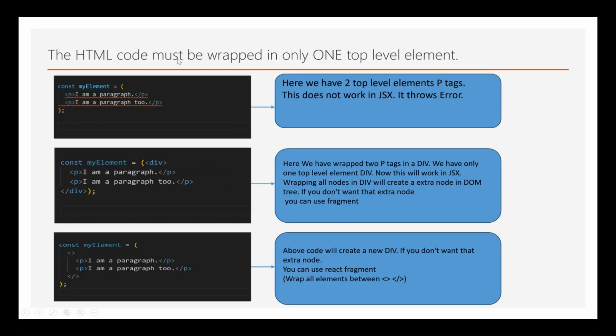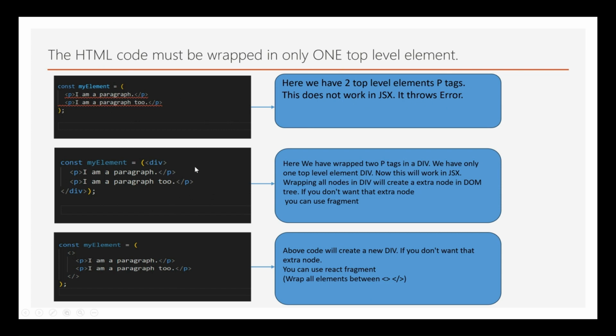Second rule. The HTML code must be wrapped in only one top-level element. First block of code has 2 top-level elements, p tags. This does not work in JSX, and it throws error. To make it work, in the second block of code, we have wrapped 2 p tags in a division. Here we have only one top-level element, division.